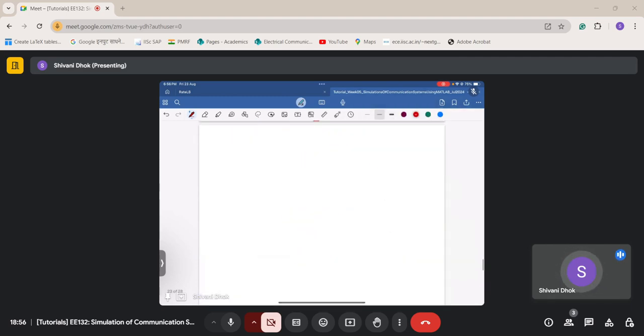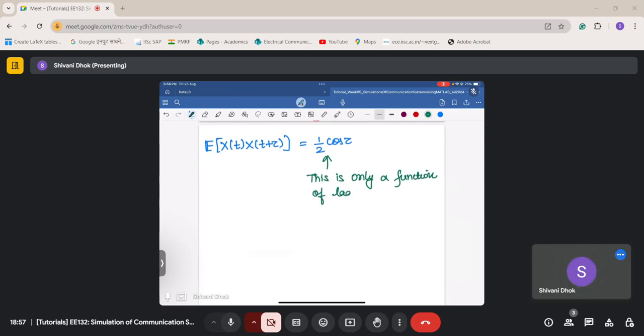So what we obtain is the autocorrelation function, which is the expectation of x of t times x of t plus tau, comes out to be equal to half of cos of tau. And again, if you observe, this is only a function of lag, and this is again independent of time and only a function of lag. And so this implies that your step 2 is also checked.